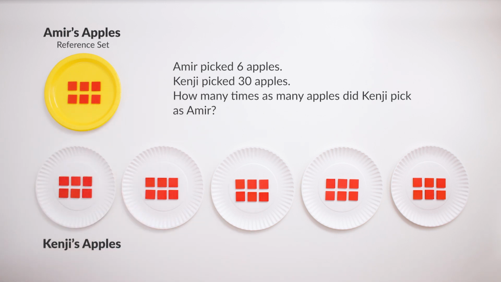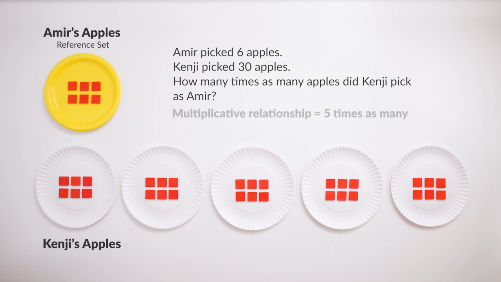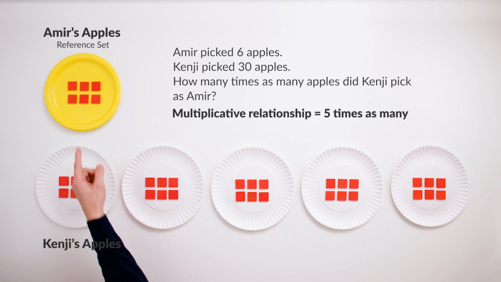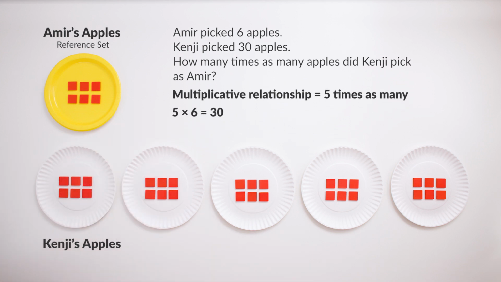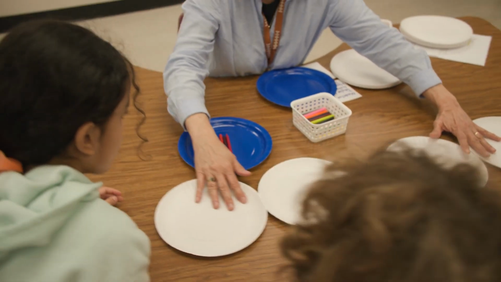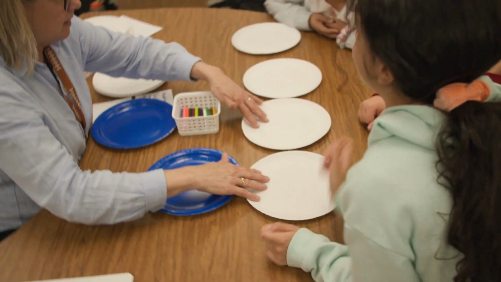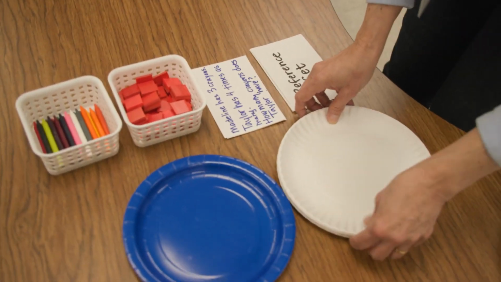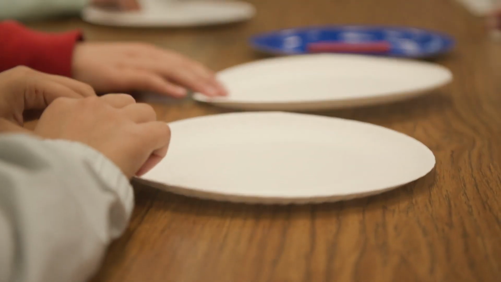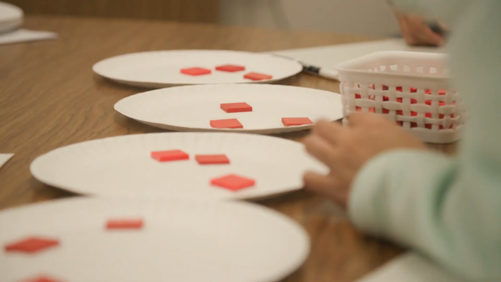Amir's apples. This shows that the multiplicative relationship is 5 times as many, or that Kenji picked 5 times as many apples as Amir. We can describe this as 5 times 6 equals 30. We could also express this as 30 divided by 6 equals 5. So you can see that using concrete materials like paper plates and tiles is a powerful strategy for modeling and solving multiplicative comparison problems. We encourage you to go ahead and get out some tiles and paper plates to help your students build understanding of this important type of word problem.